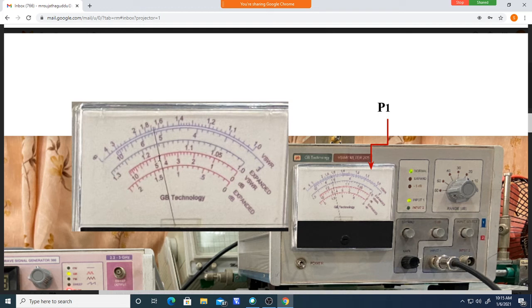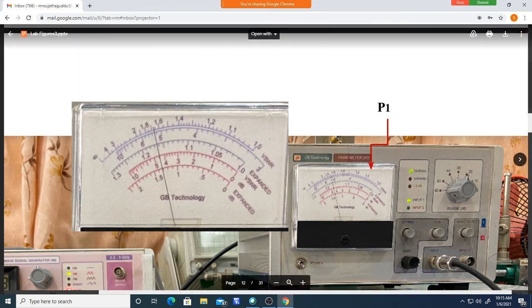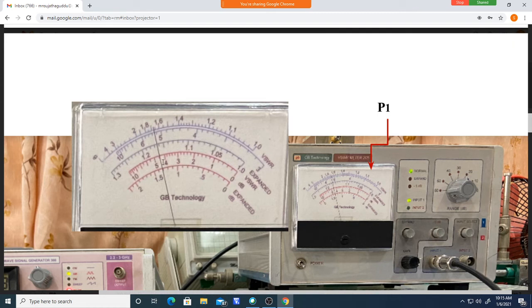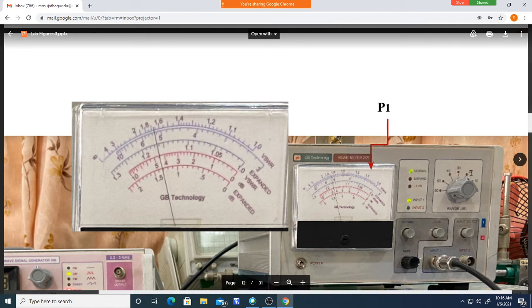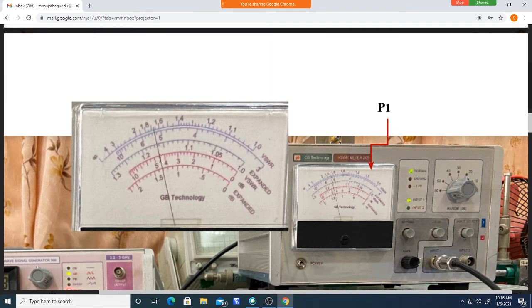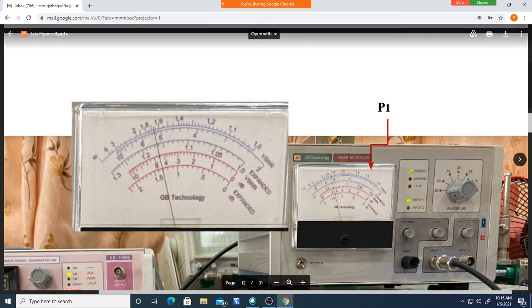4.5. Now our reading is 30. The range selection is at 30. 30 plus this 4.5 means 34.5. Our reading is minus 34.5. You should take a negative value for all these. Minus 30 here, this is minus 4.5. That means the reading is minus 34.5. For this setting, like that you should read.